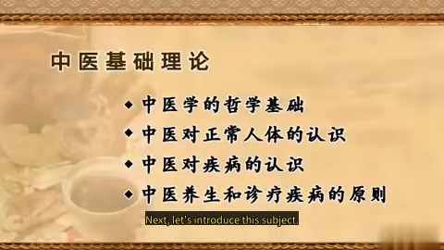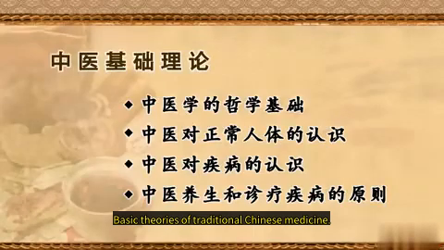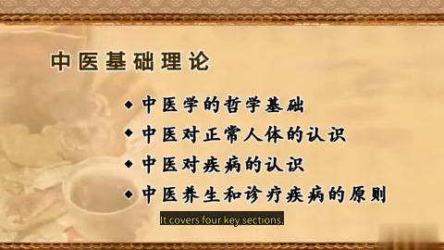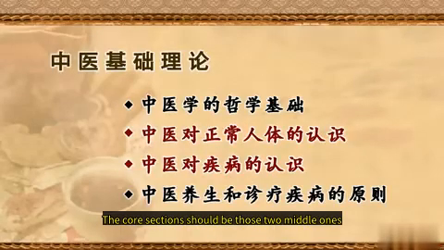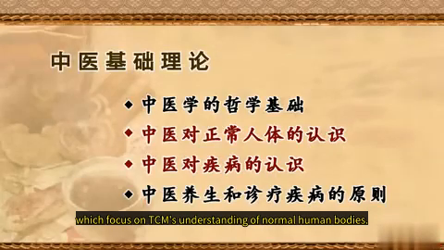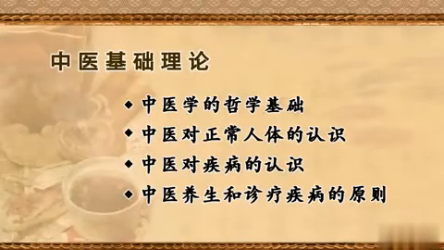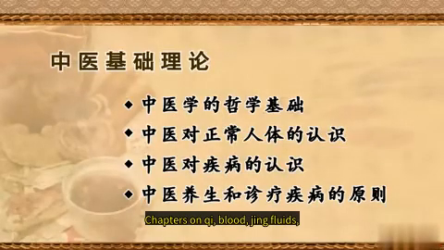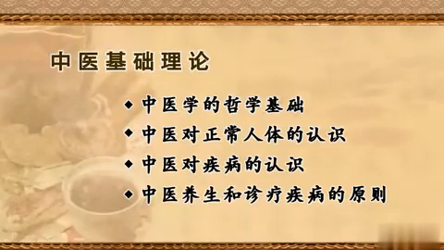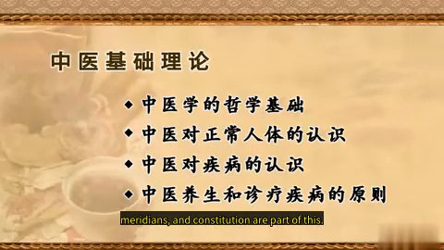Next, let's introduce this subject, Basic Theories of Traditional Chinese Medicine. It covers 4 key sections. The core sections should be the 2 middle ones, which focus on TCM's understanding of the normal human body. Which chapters in the book cover this? Chapters on qi, blood, Jing, fluids, meridians, and constitution are part of this.